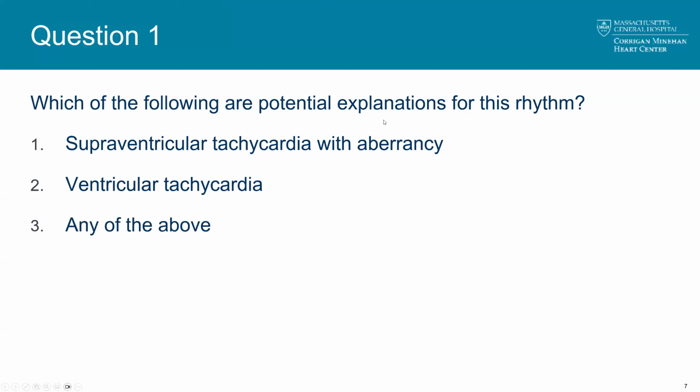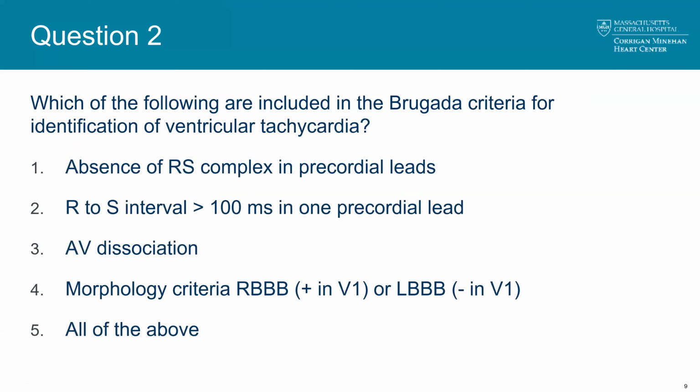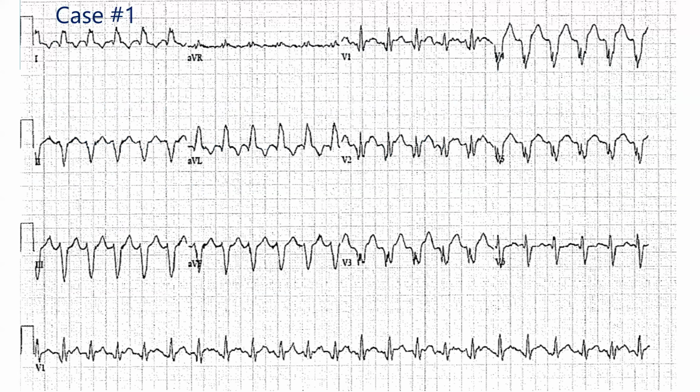And I'm not going to call on people, and I'm not going to demand that somebody responds to these questions before moving on. So if nobody else has any thoughts about this, I'll just move on to the next step and say that the answer to this question is any of the above. Both supraventricular tachycardia with aberrancy and ventricular tachycardia are possible explanations for this, in part because of the following.